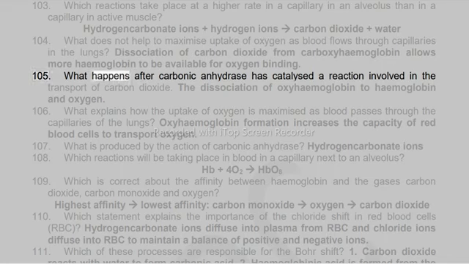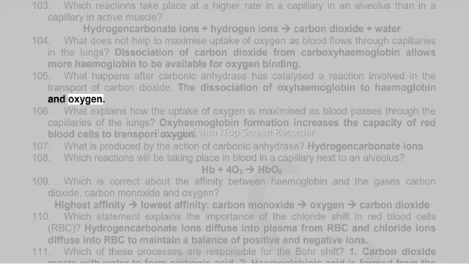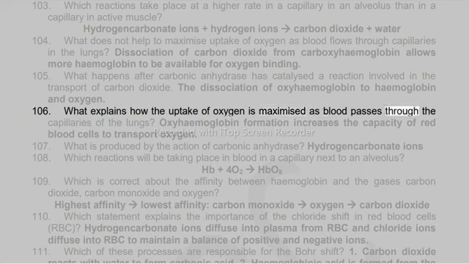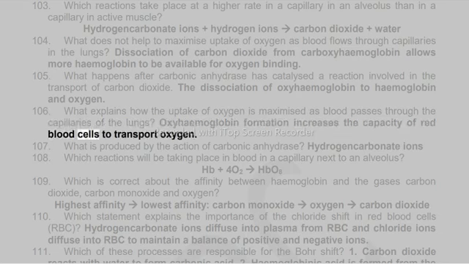105. What happens after carbonic anhydrase has catalyzed a reaction involved in the transport of carbon dioxide? The dissociation of oxyhemoglobin to hemoglobin and oxygen. 106. What explains how the uptake of oxygen is maximized as blood passes through the capillaries of the lungs? Oxyhemoglobin formation increases the capacity of red blood cells to transport oxygen.